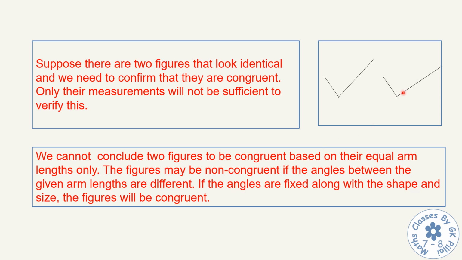Okay, this is what I have explained here. If the angles are fixed along with the shape and size, the figures will be congruent. Now what you are learning? You are learning the very basic of what is congruent or what are congruent figures. So these two exact figures along with the length of the arms, if you can fix the angles also. For example, if it is 70 degrees, this is also 70 degrees and the arm lengths are same, then definitely these two will be congruent.